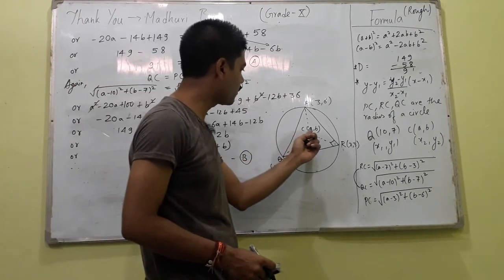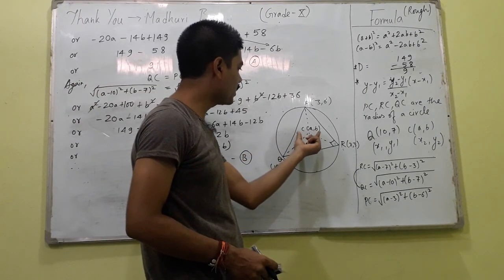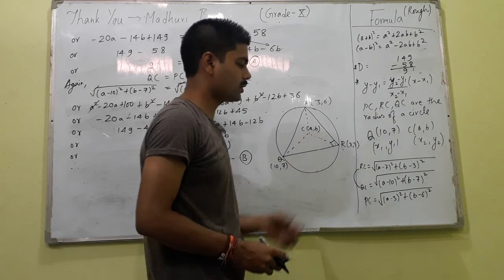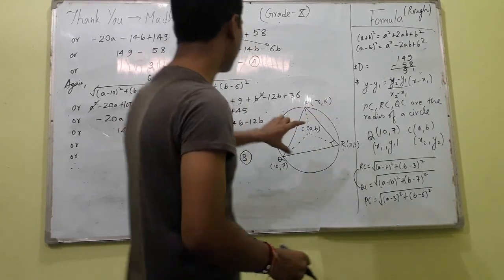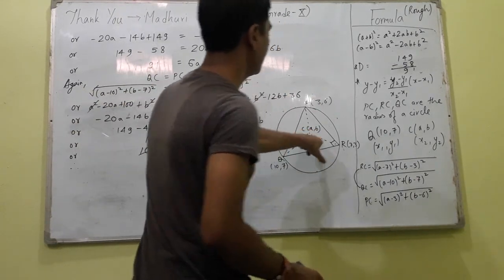And after finding the values of a and b, we can actually find the center of the circle. And after finding the center of the circle, we can make the equation of the circle and also the equation of the radius.